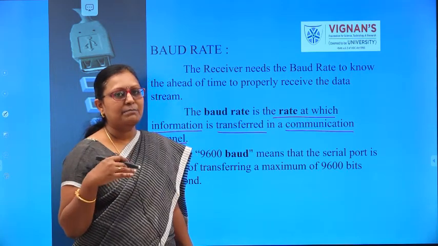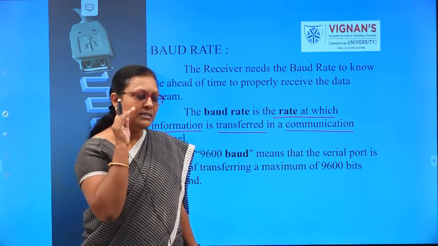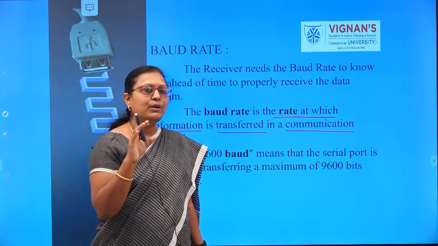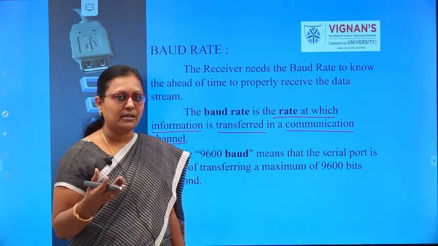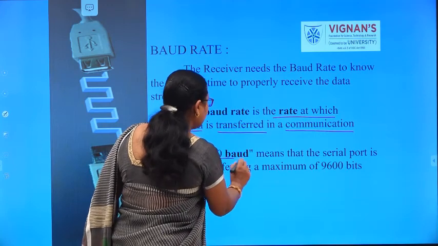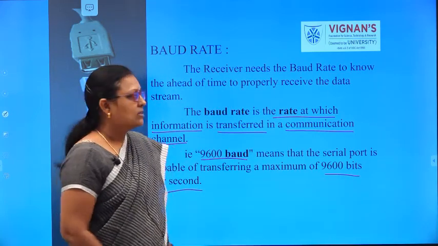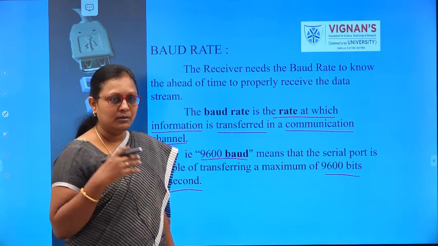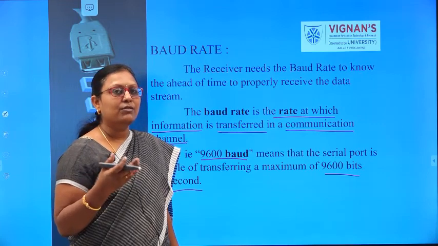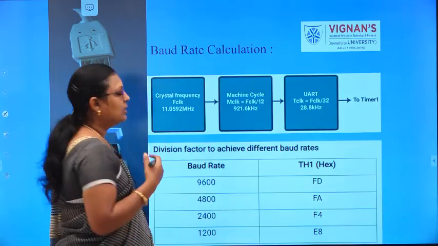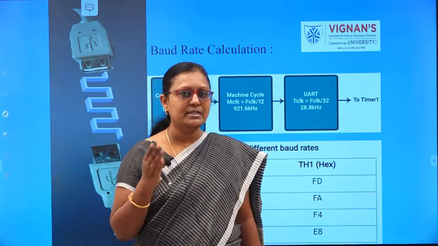For example, if you are saying 9600 baud rate, it shows that your serial port is capable of transferring a maximum of 9600 bits per second. That's what we mean by 9600 baud. Clear? So that is the meaning of baud rate and why we consider those baud rates. Now coming to the calculation of baud rate, we have seen two sets of frequencies previously.